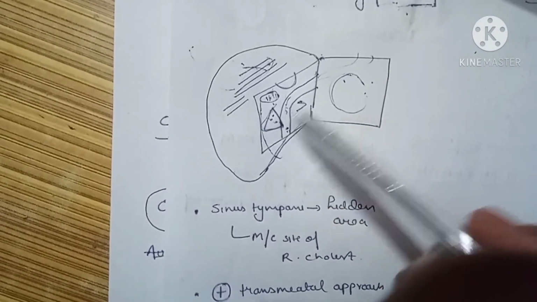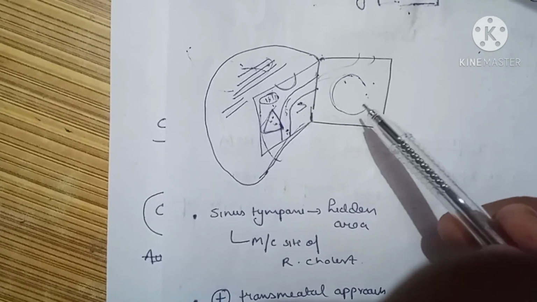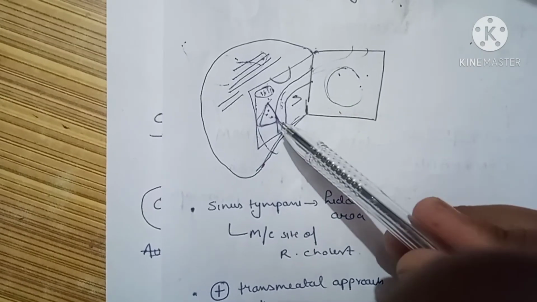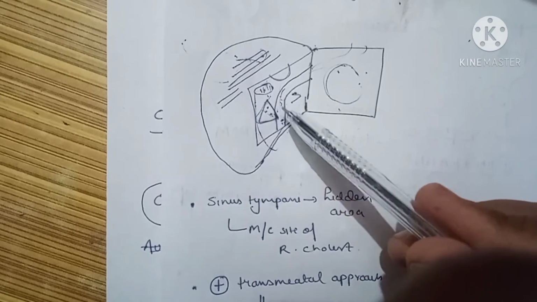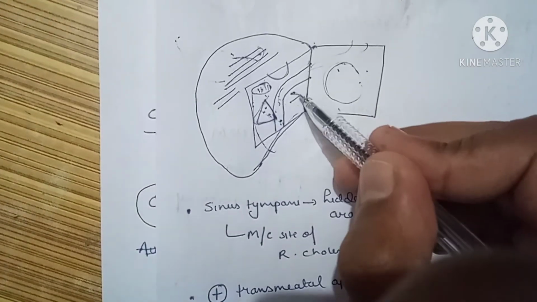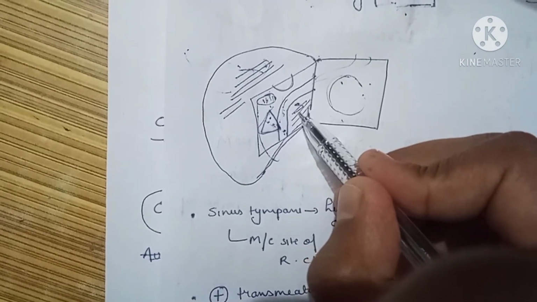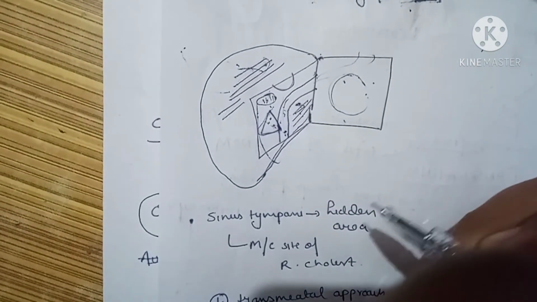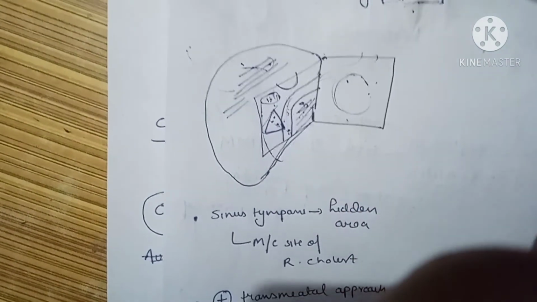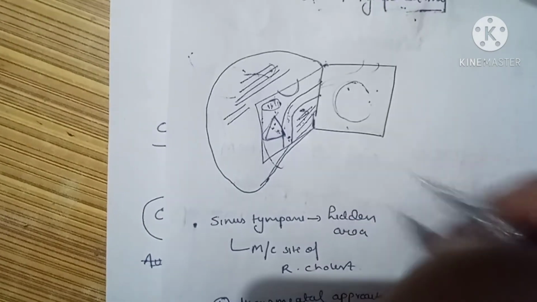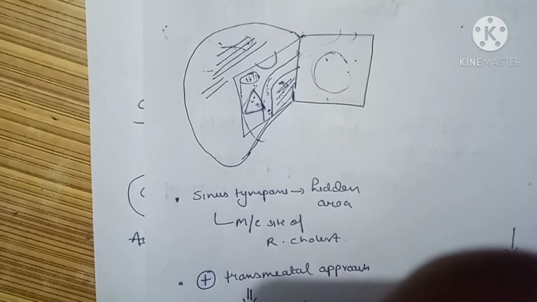Going through the facial recess, we clear the disease out of the middle ear, and this is how it is done. But this is not all. When we are approaching the middle ear through the facial recess, we can also clear the disease from the sinus tympani. This is the most common site of residual cholesteatoma, and it becomes very important to remove disease from here because it is the hidden area of the middle ear. So in intact canal wall surgery we can also clear disease out of here.